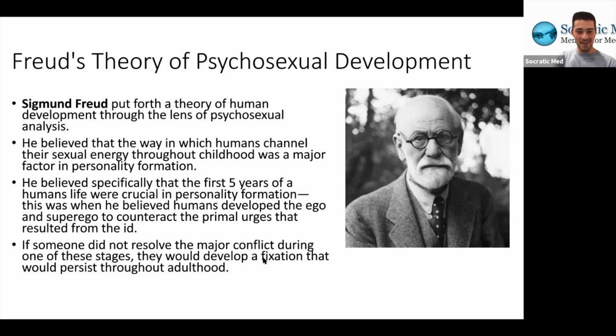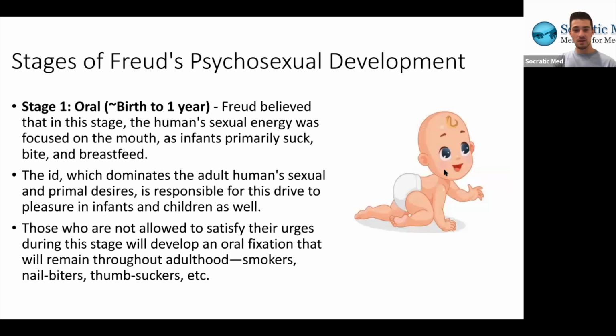If someone did not resolve the major conflict during one of these stages, they would develop a fixation that would persist throughout adulthood. So we're going to go through the stages, and we are going to talk about those fixations a little bit more. Stage one is the oral stage. That goes from birth to about 1 year of age.